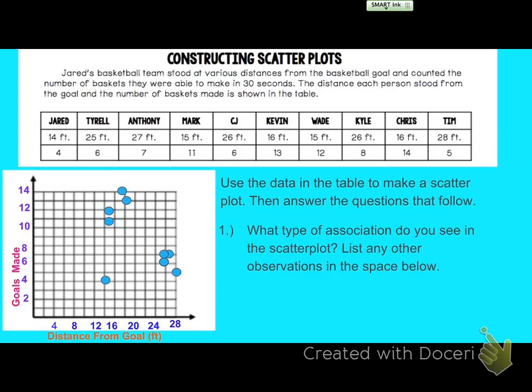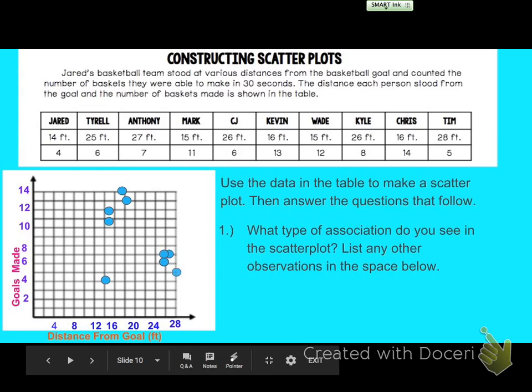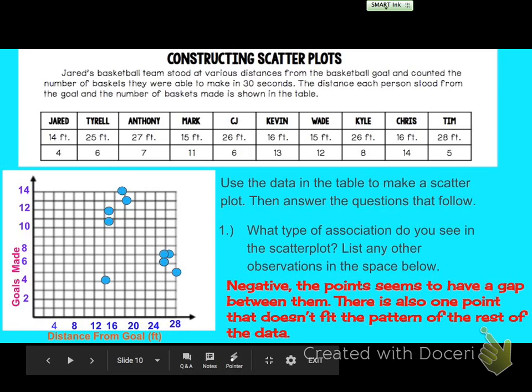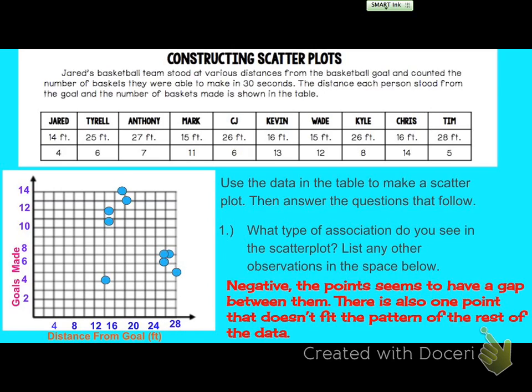What else do you notice about these plots? Are they grouped? Yeah, so you have this group and this group. And then you have this one right down here. So you have a negative association, and the points seem to have a gap between them. There's also one point that doesn't fit the pattern of the rest of the data. So these are your groups, and then this is your outlier.